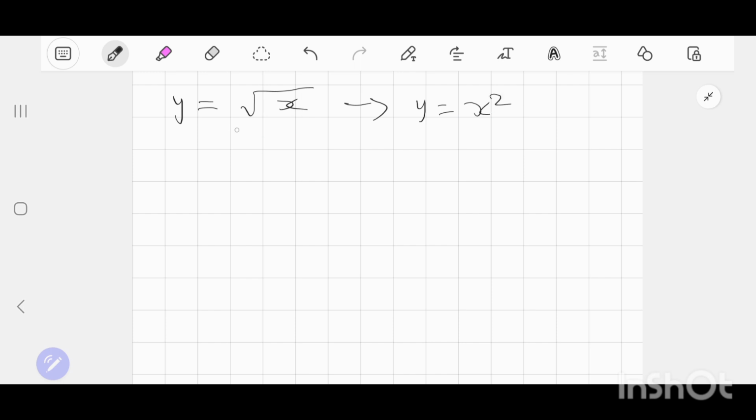If this one is a function, then this is an inverse. And you know this function, you can draw it like this. So this means the inverse will be rotated along this line. Therefore, it will be like this.